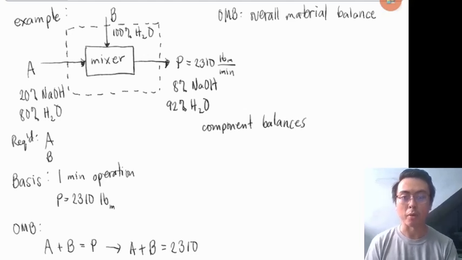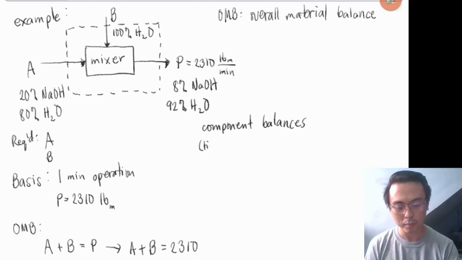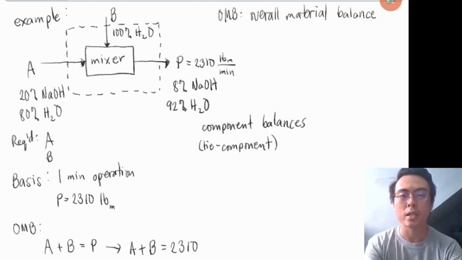Component balances are performed for every component of a system. If you take a look at our diagram, we only have two components, that is sodium hydroxide and water. So the number of components you have is also the number of possible component balances you can have. And in terms of component balances, it's always easier to first perform your component balance for the tie component. So what is a tie component? We define a tie component as a substance that goes in and goes out of the process in just one stream. One stream going in and one stream going out.